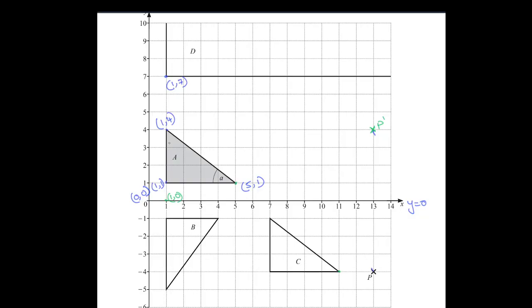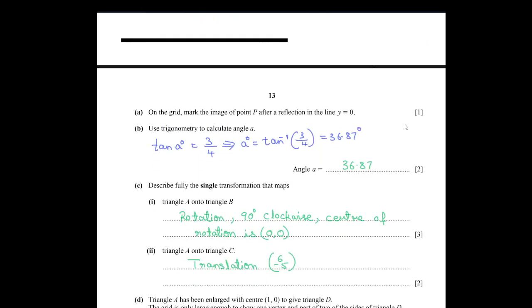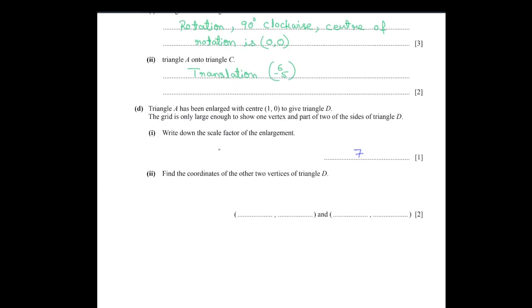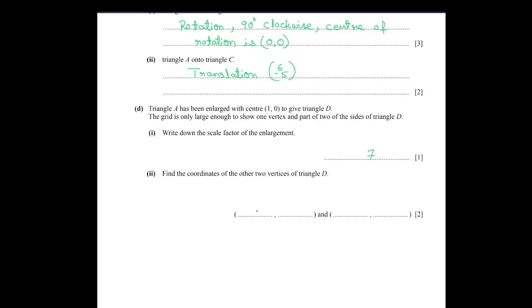Why? Because see, 3 boxes it is covering the original triangle, the 3 centimeters. So when we do 7 times of 3, it is 21. So from 7, 21 boxes will be 28. So it is 1, 28. So scale factor is 7 and (1, 28) is the coordinate for that.